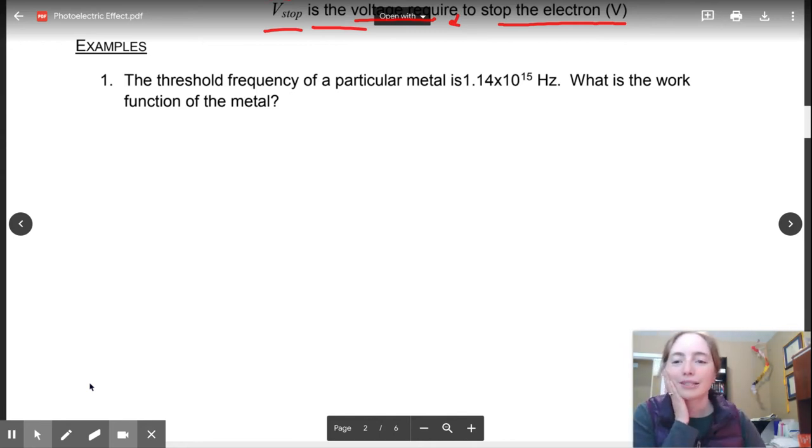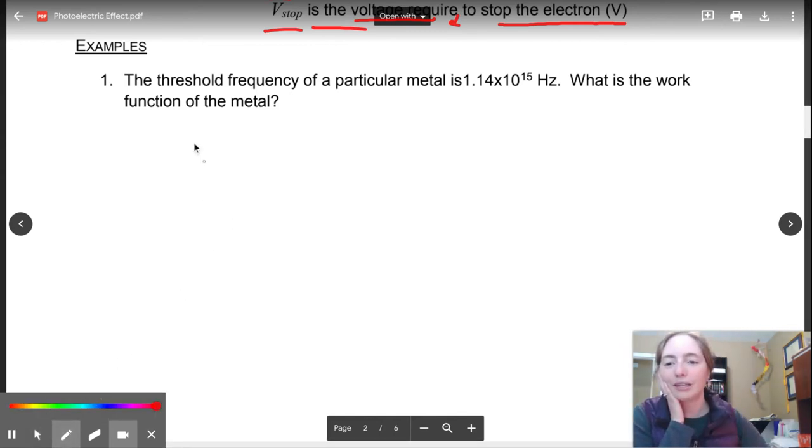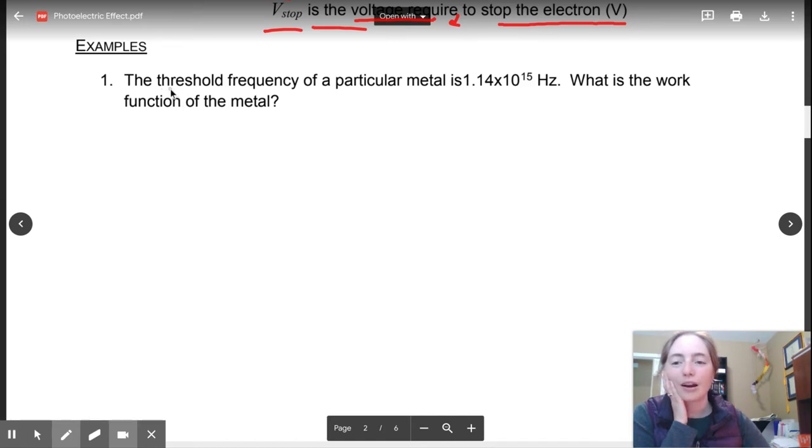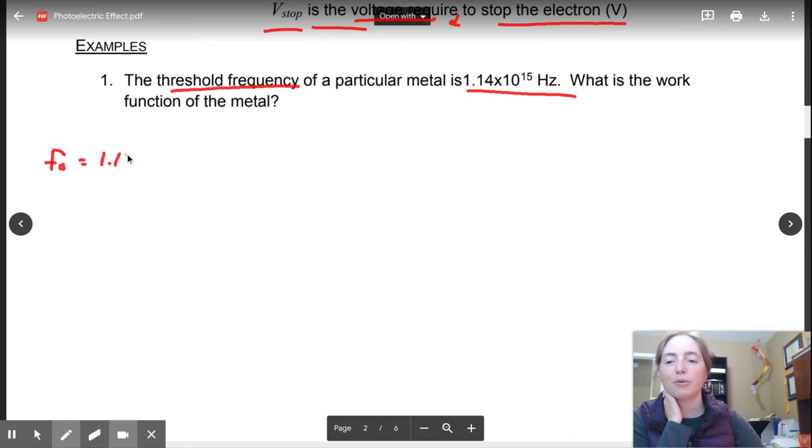Okay. So, ladies and gentlemen, our threshold frequency of a particular metal is that many hertz. So our f0 is 1.14 times 10 to the 15 hertz.